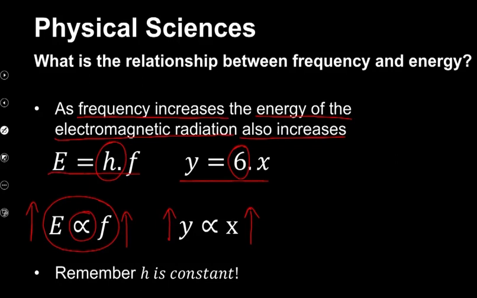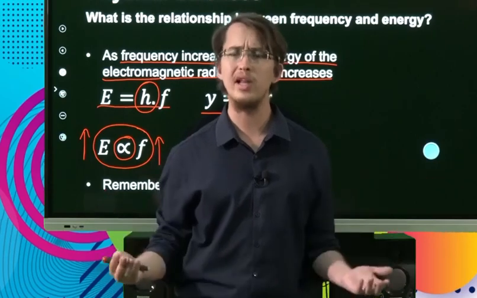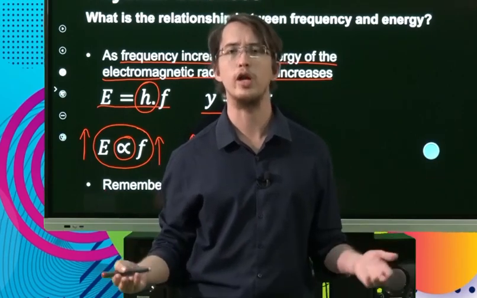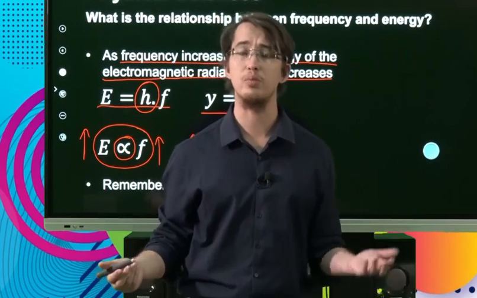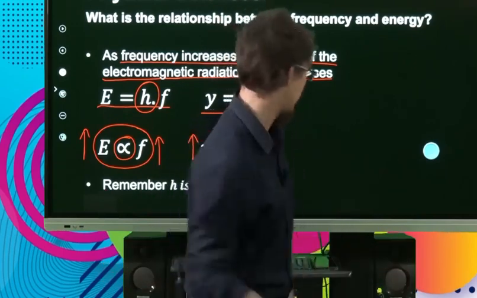So now we've seen that there is definitely a mathematical relationship between energy and frequency. But what about the wavelength of the electromagnetic waves we've been talking about as well? Is there a relationship there? Let's have a look.